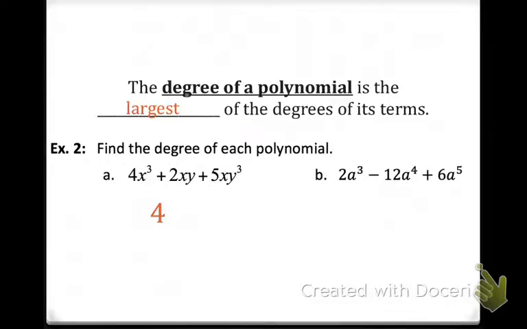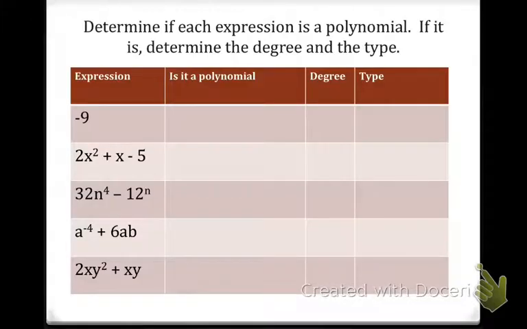In letter B, the degree on each term, here it would be 3, here it would be 4, and here it would be 5. So the greatest of these would be 5. Alright, so let's see if you understand. Let's see if something is a polynomial, and if it is, we're going to state the degree, and we're going to classify it by its type.